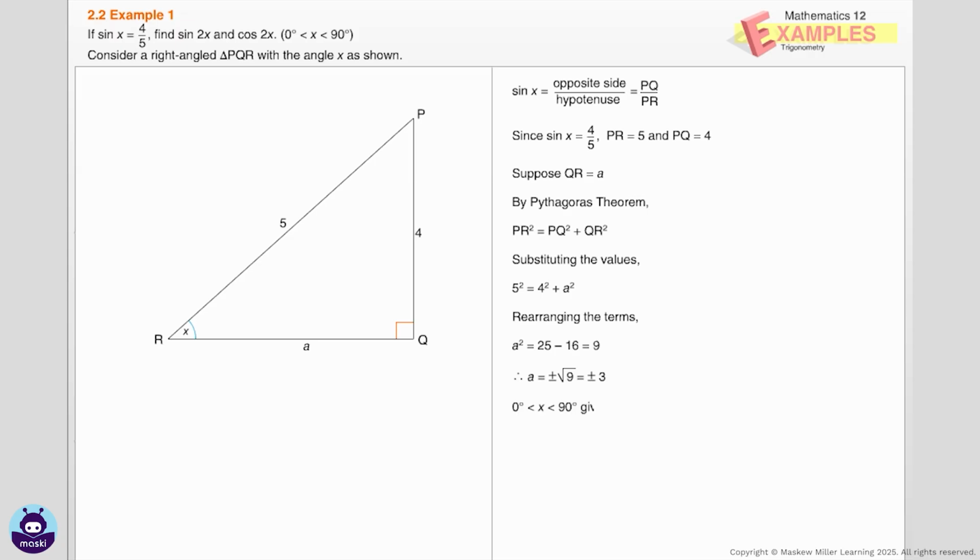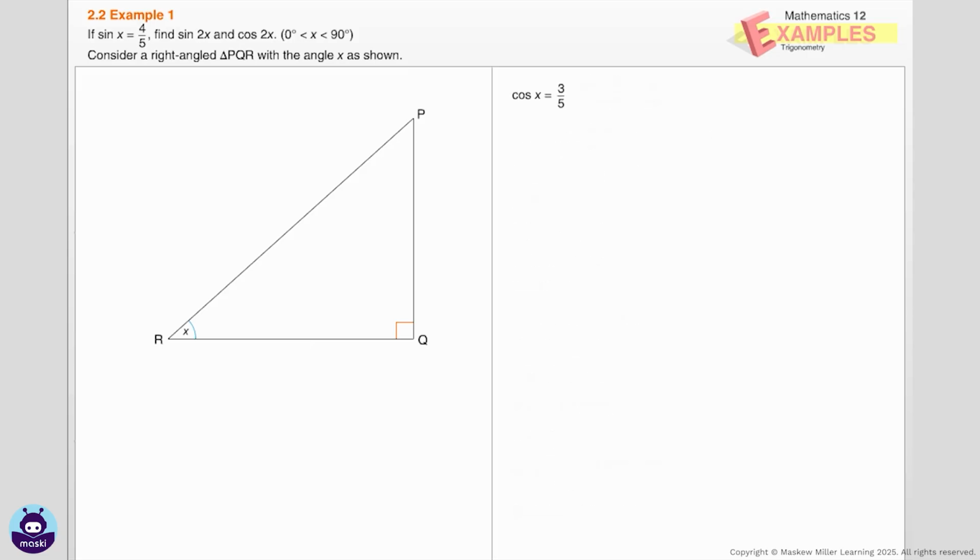Since it is given that 0 degrees is less than x, which is less than 90 degrees, A must be positive. Therefore, A is equal to 3. In the triangle, cos x equals adjacent side over hypotenuse, equals QR over PR. Substituting the values, cos x equals 3 over 5. Summarizing, sin x equals 4 over 5 and cos x equals 3 over 5.